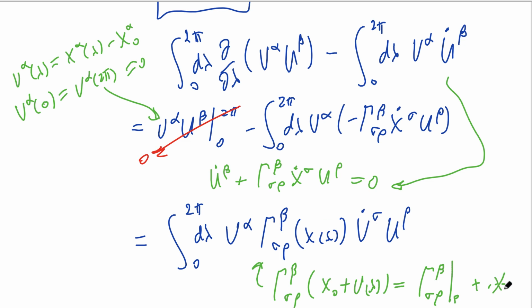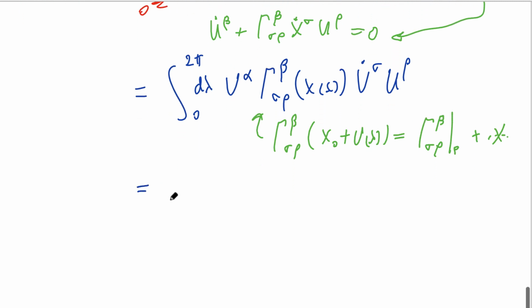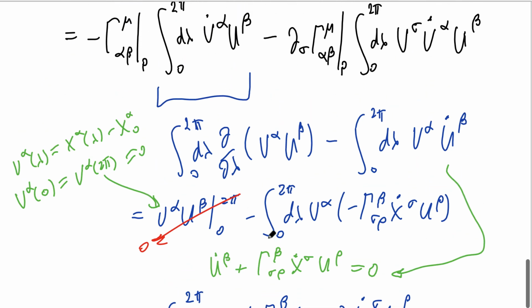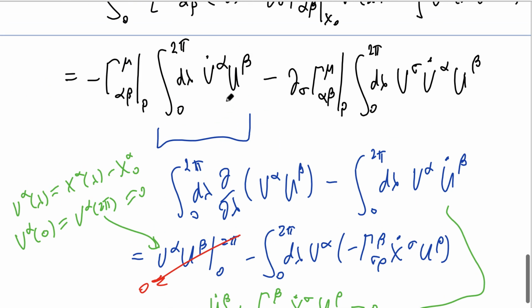So we can drop these terms and just evaluate the Christoffel symbols here at point p. So this integral then becomes gamma, beta, sigma rho evaluated at point p times the integral from 0 to 2 pi of d lambda times v alpha, v dot sigma, u rho. We can now put all of this together. This integral is what we obtain by simplifying this integral right here, and this whole expression is the change in the mu-th component of the vector u as it's parallel transported around the loop.